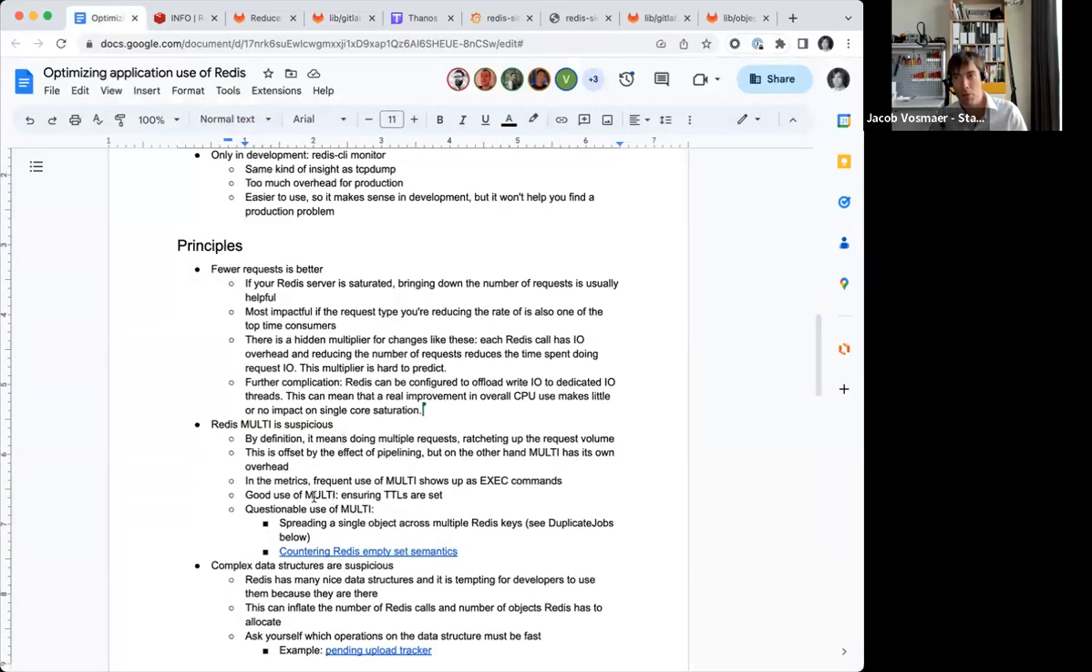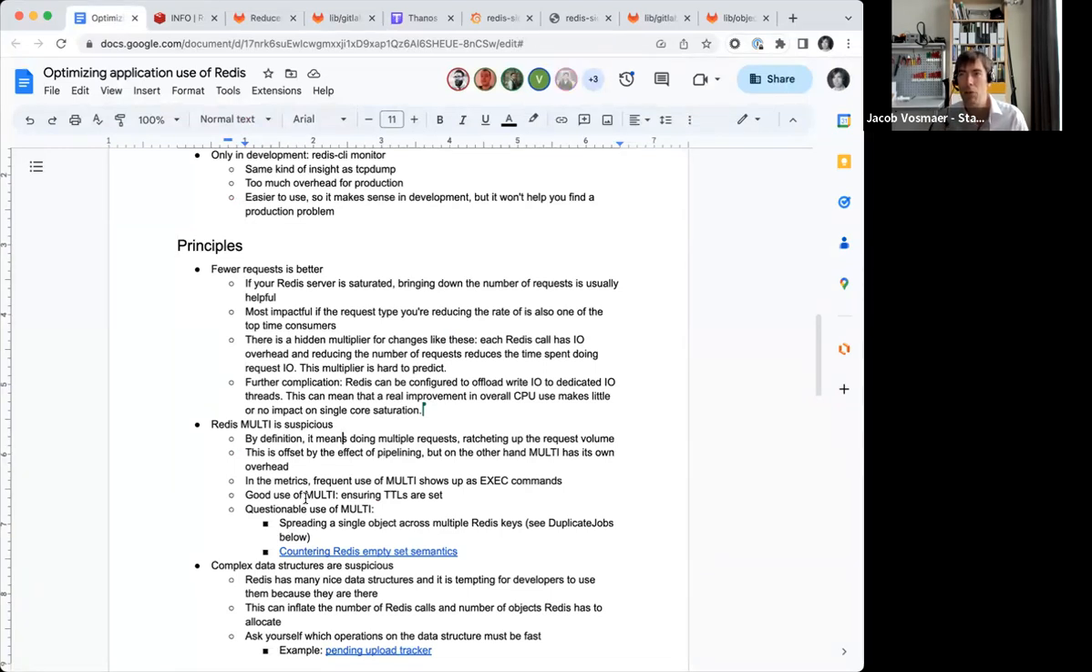Some things are just, you really need a multi. Like if you want to create a Redis data structure and make sure it has an expiry time, where it's really important that it has an expiry time, and you need to make an expire call, then the only way to do that really reliably is to group them together in a multi. So that makes sense.